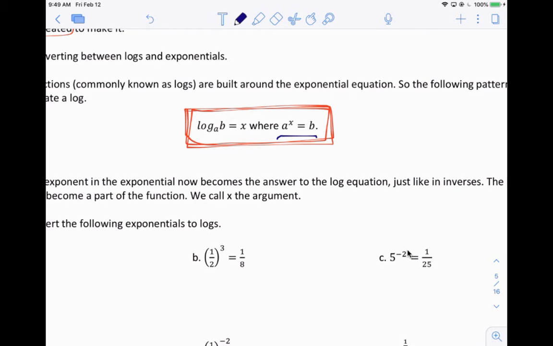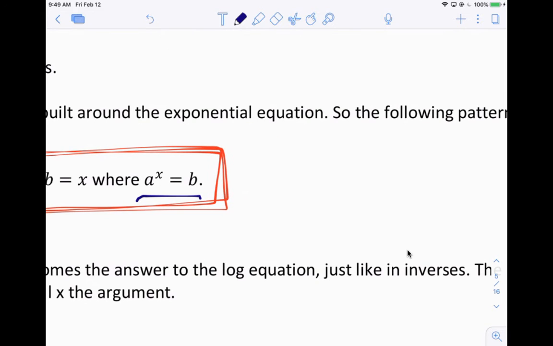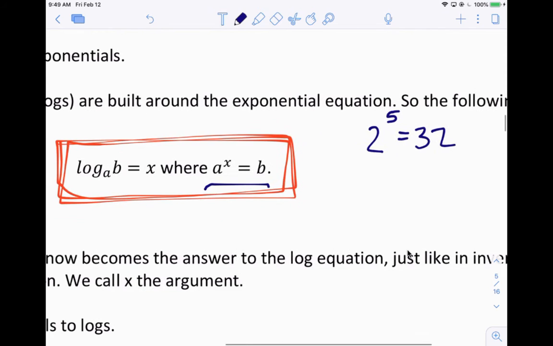Well, by definition, if I have a to the x is equal to b, aka 2 to the 5th is equal to 32, which we know is true, right? Then what does the log look like? Then the log of a of b, that's how you read that, log a of b is equal to x. Or, with our numbers here, log 2 of 32 is equal to 5. And what that does is it spits out the power. See that? It spits out the power.